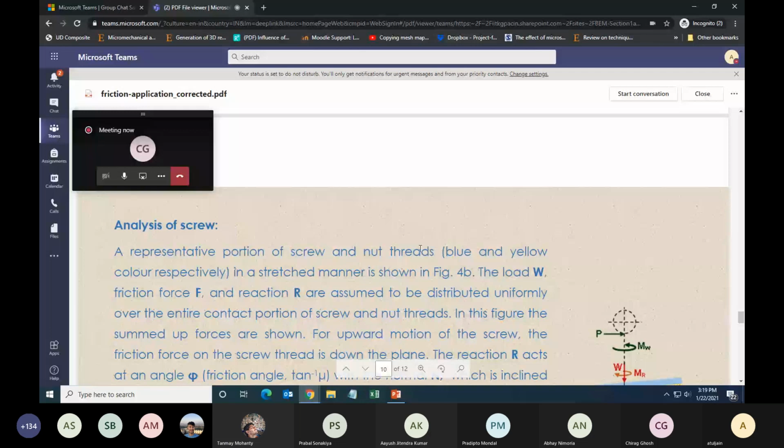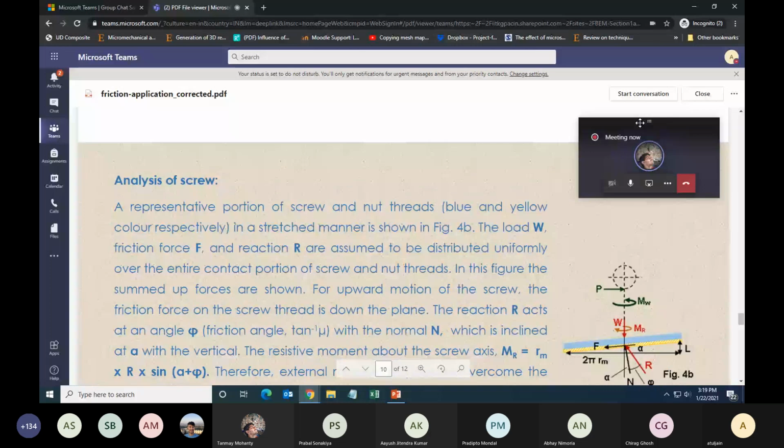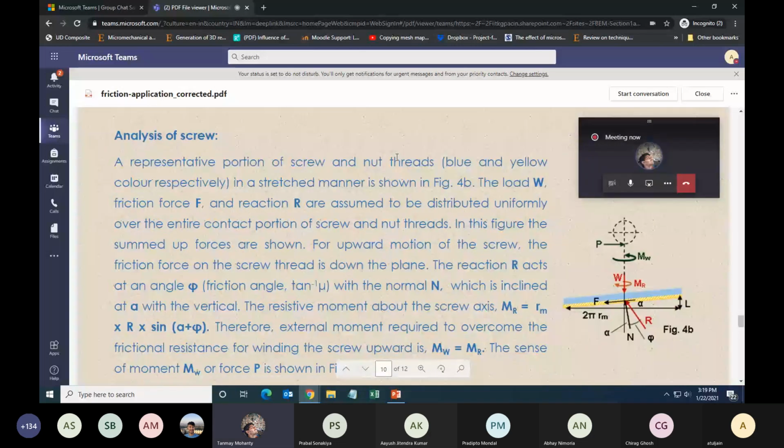I did not understand. What is horizontal? That means in questions the screws are placed in a horizontal orientation, so we cannot tell whether it is upward motion or downward motion as mentioned here. Okay. No, why not? Upward or downward, it can still be right or left.